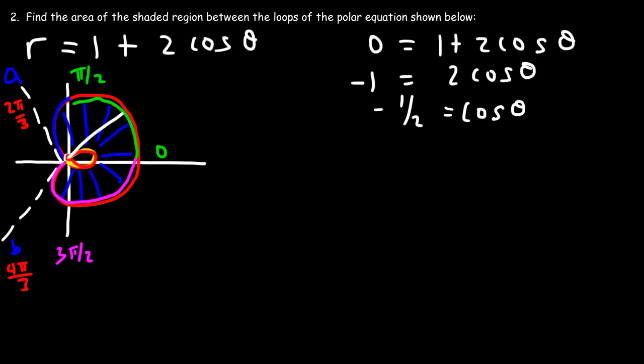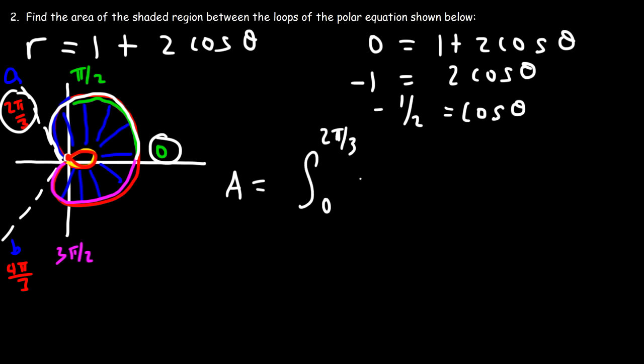So from the origin, this is going to be R2, because that's the outside part of the curve, and then this part is going to be R1. So it's like R2 squared minus R1 squared. So for the outside curve, which goes from here to this region, we're going from 0 to 2 pi over 3. So the area is going to be the integral from 0 to 2 pi over 3, and that's for R1 squared, 1/2 R1 squared. And R1 is 1 plus 2 cosine theta squared d theta.